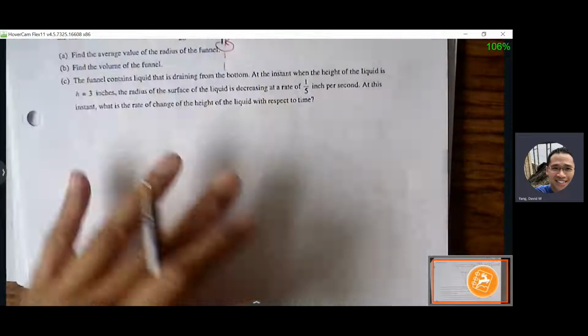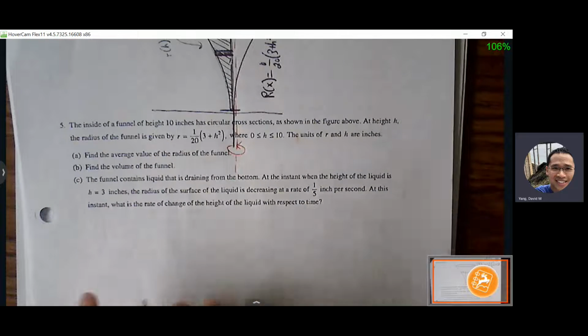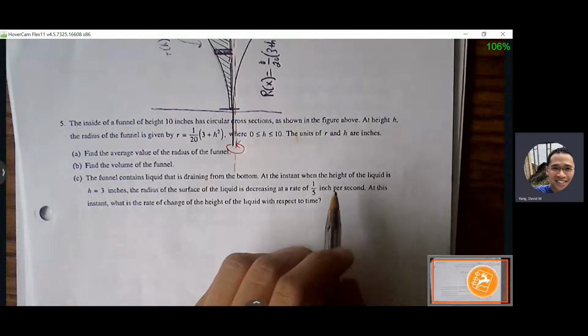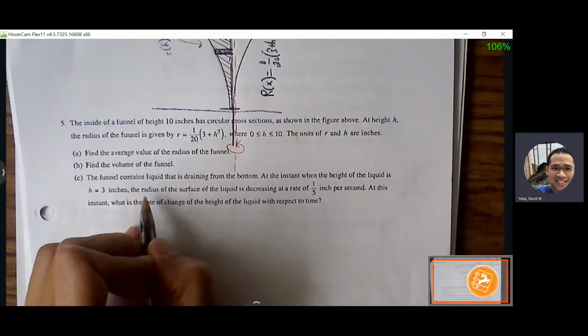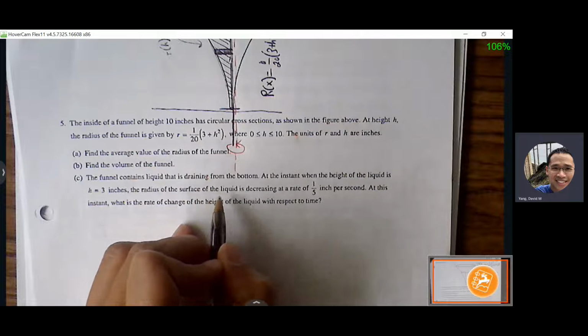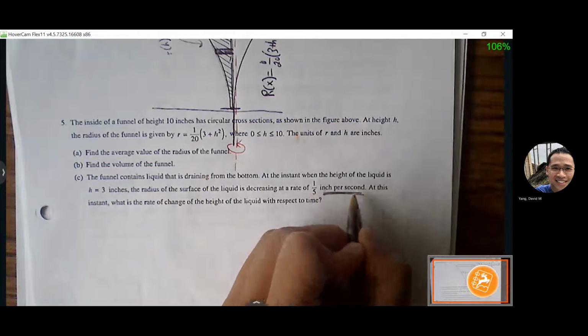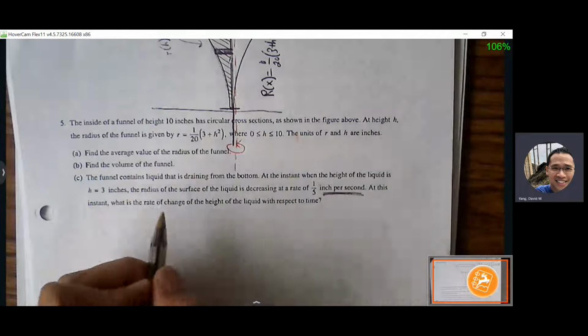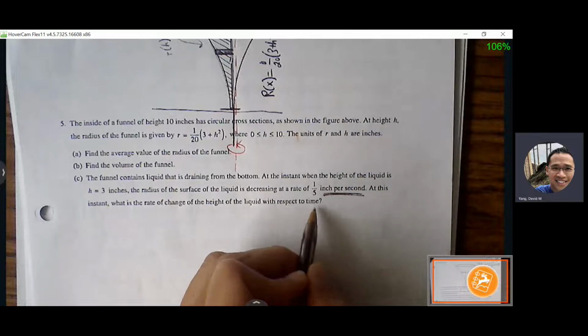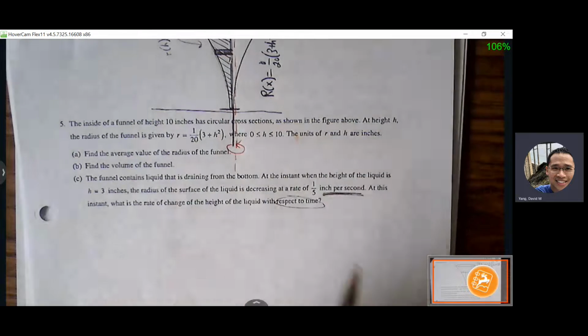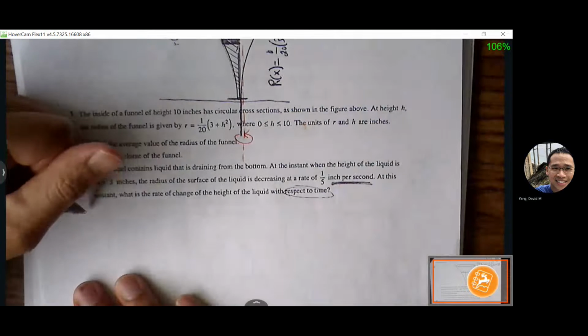Okay, so now part C says the funnel contains liquid that is draining from the bottom. At the instant when the height of the liquid is 3 inches, the radius of the surface of the liquid is decreasing at a rate of 1/5 inches per second. At this instant, what is the rate of change of the height of the liquid with respect to time? So there it is, with respect to time. We know this is a related rates problem. Okay.